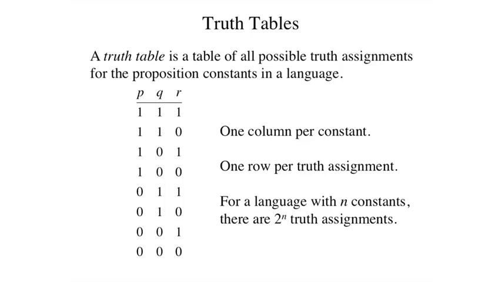One way to do this is using a truth table for our language. A truth table for a propositional language is a table showing all of the possible truth assignments for the proposition constants in the language. Here we see a truth table for a propositional language with 3 proposition constants. Each column corresponds to an individual constant. Each row corresponds to a single truth assignment. For a language with n constants, there are clearly 2 to the n truth assignments.